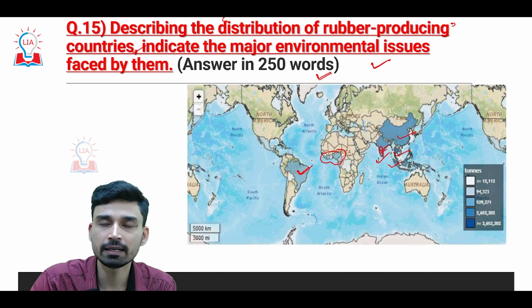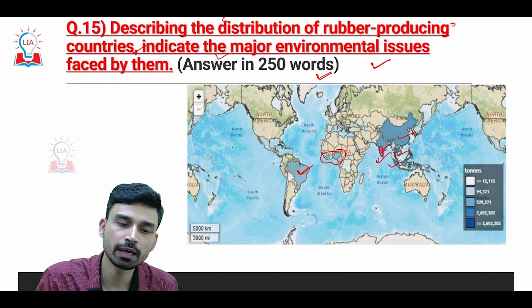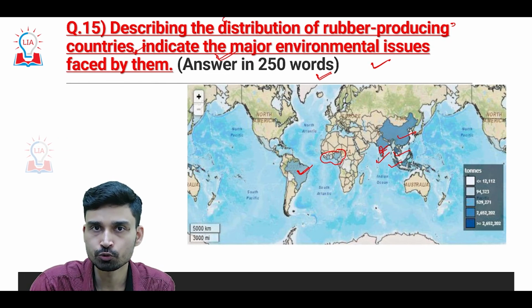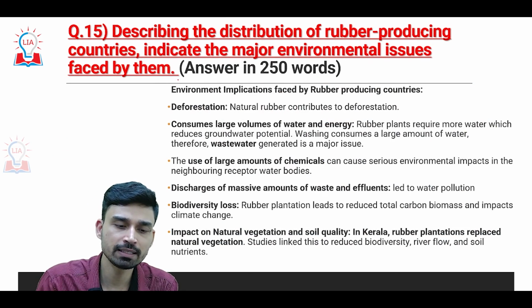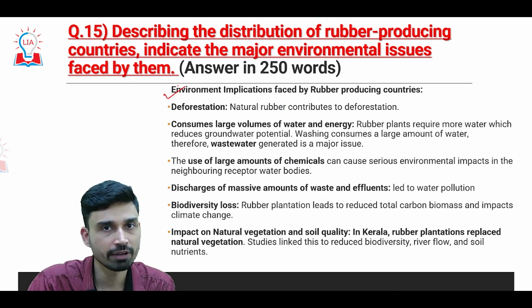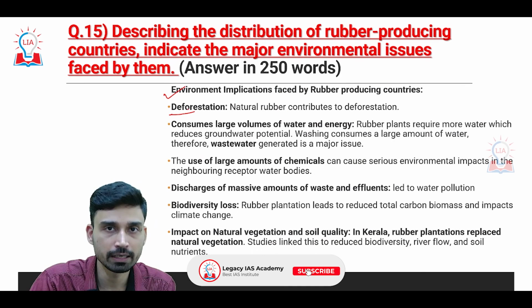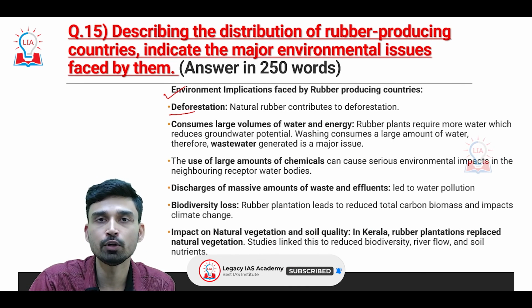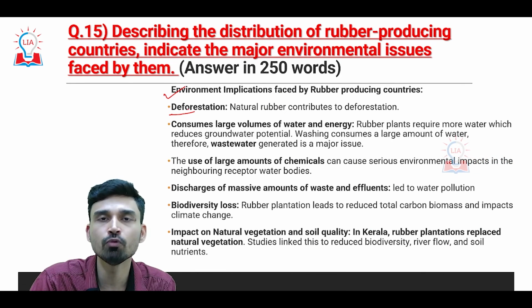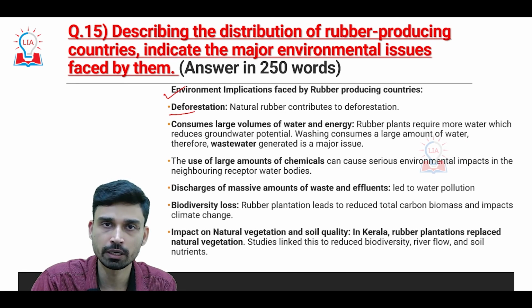Once we have demarcated this on the map, then we have to move further and indicate the major environmental issues faced by the rubber industry. So basically, the major environmental issues being faced by these industries are, first of all, obviously, since we know that natural rubber is a plantation crop, and to put up a plantation of rubber, you have to remove the trees or forest that is naturally occurring in those areas.